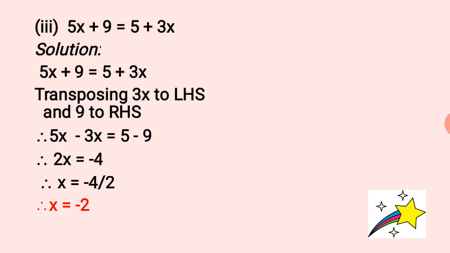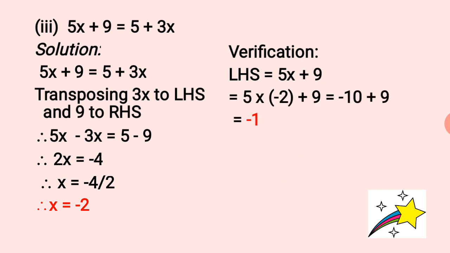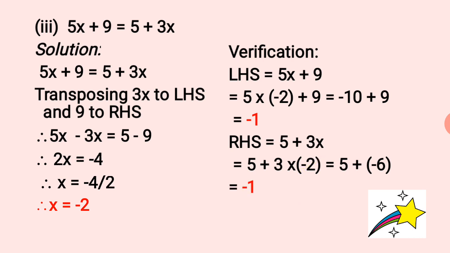The next step is checking verification. So your verification includes LHS. Substitute the value of x to be minus 2 and solve it. You get LHS to be equal to minus 1. RHS, it is 5 plus 3x. Substitute the value of x and you get it as minus 1. Again LHS RHS equal, that means your value, that is x equal to minus 2, was absolutely correct.